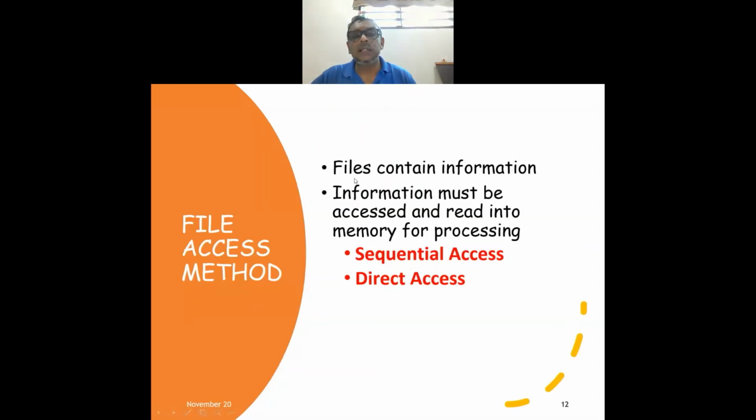Files contain information. Information must be accessed and read into memory for processing. So what does this mean? Let's say you double click a file. How does the operating system locate that file? That is the most important issue here. How does the operating system locate that particular file? So there are two access methods. One is called the sequential access, another one is called the direct access.